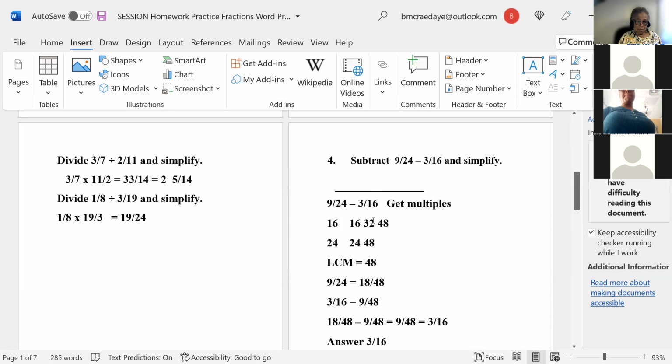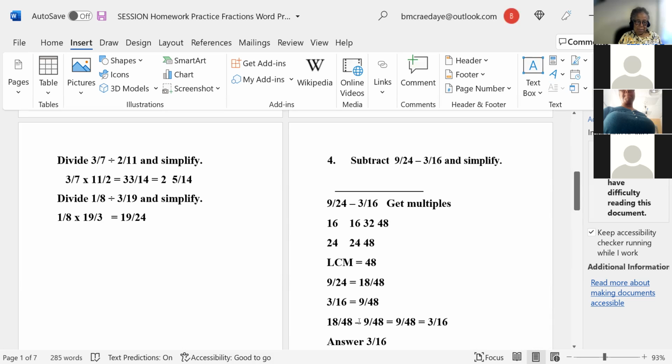Get the multiples, and you spot right away 48 is a common multiple. It's the least, because if you kept going, you'd get bigger numbers. So your least common multiple is 48. You take your 9 over 24, put it over 48, and since you multiply 2 times the 24, you multiply 2 times the 9. That's how we got 18 over 48. For 3 over 16, 3 times 16 is 48, 3 times 3 is 9.